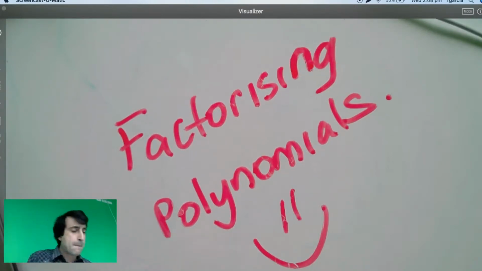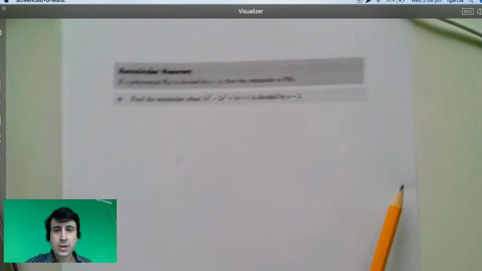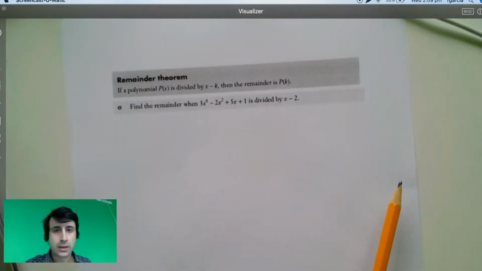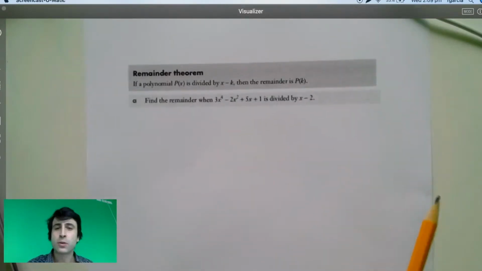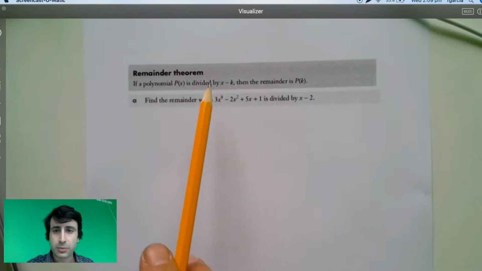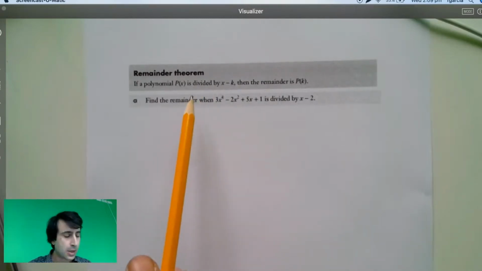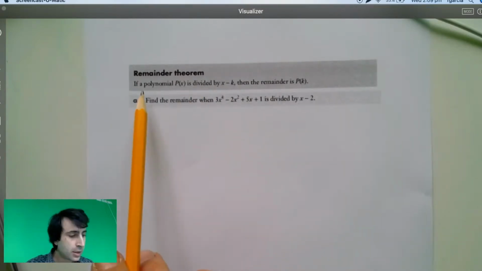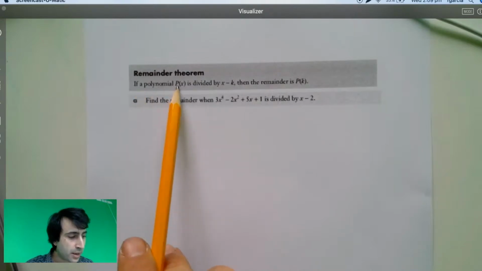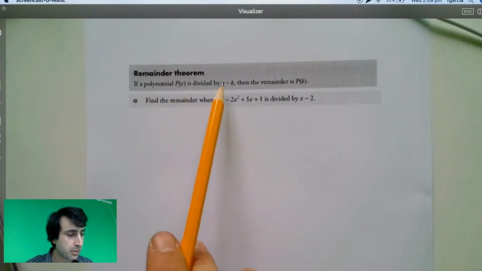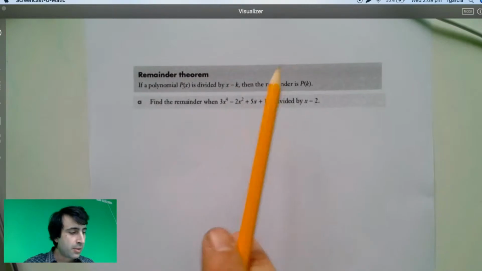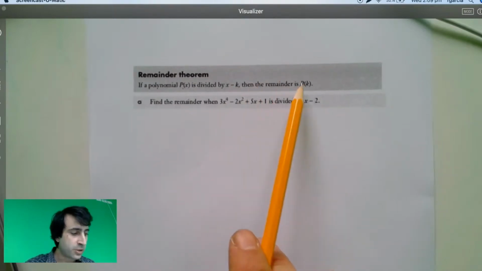Here's just a nice little rule that we find out. It's that if polynomial P(x) is divided by x minus k, then the remainder will be the function of k.